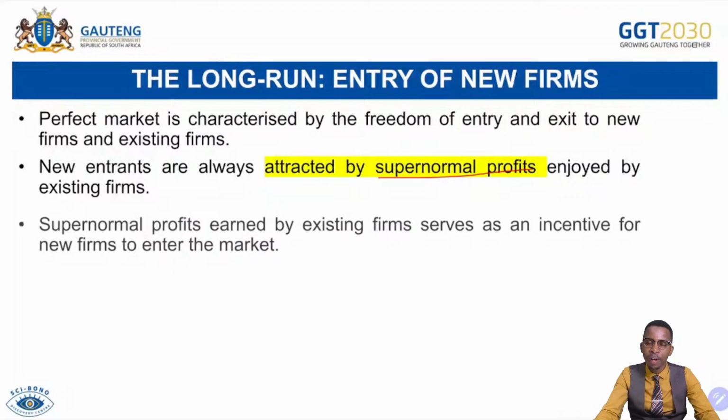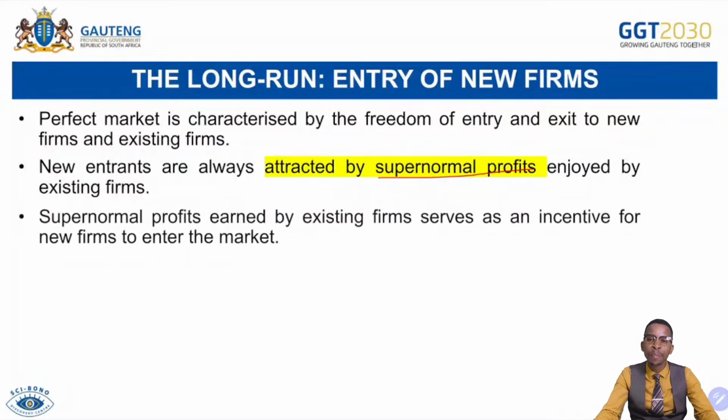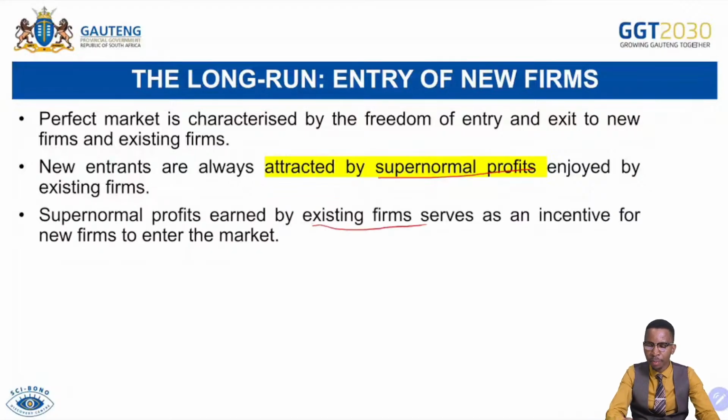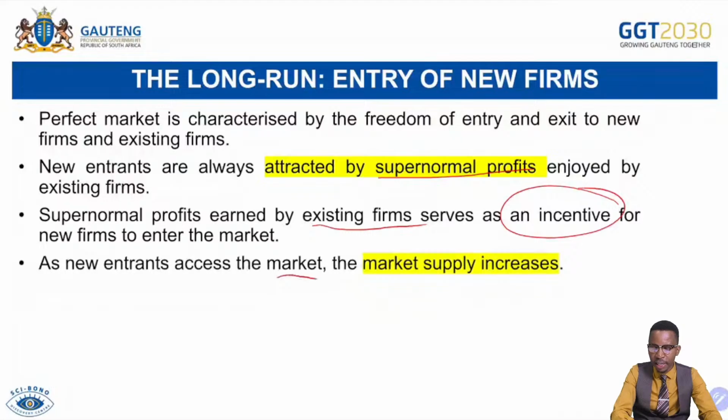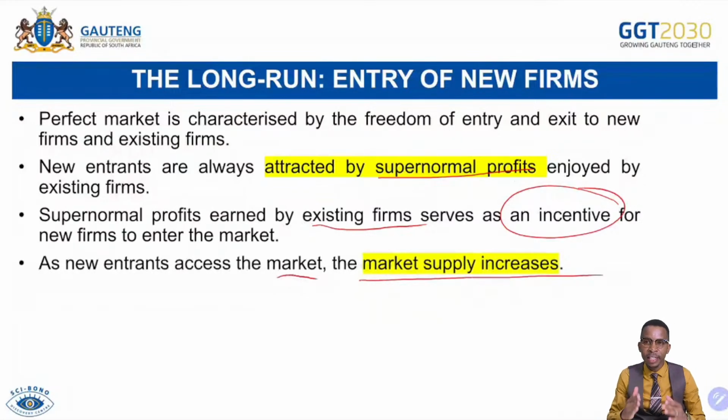If ever existing firms are making profits, new firms will always be attracted to enter the market. Supernormal profits earned by existing firms serve as an incentive for new firms to enter the market. Whenever firms are enjoying supernormal profits, new firms that are willing to enter the market will be attracted because that becomes an incentive for them. As new entrants access the market, supply increases. Look now, if ever new firms enter the market, supply will be increasing.